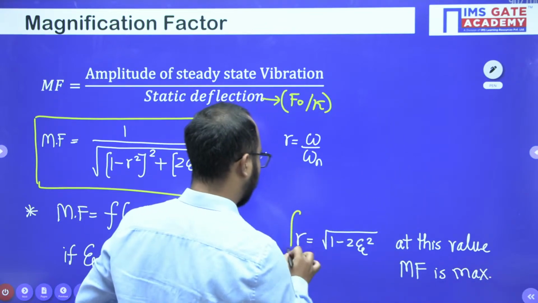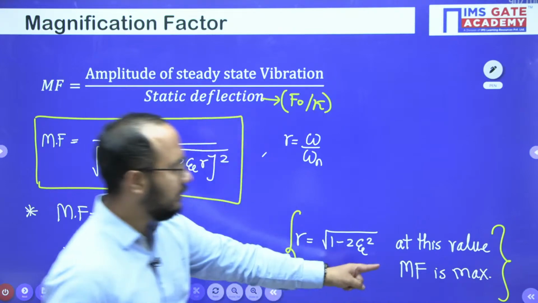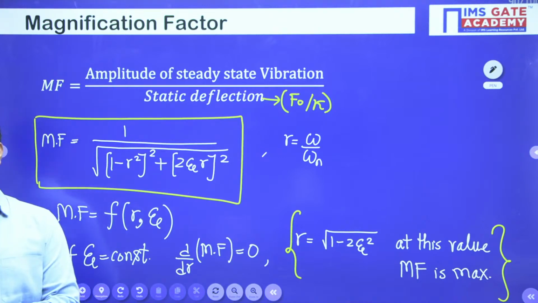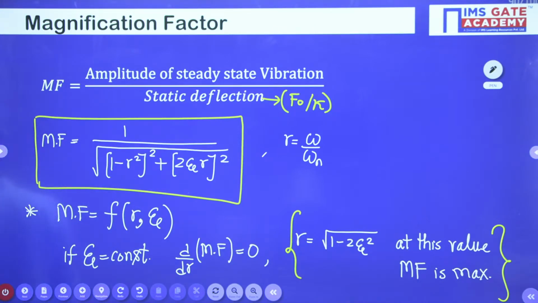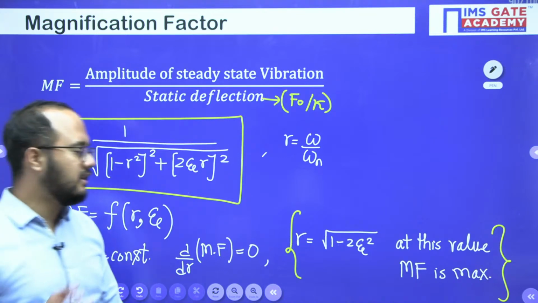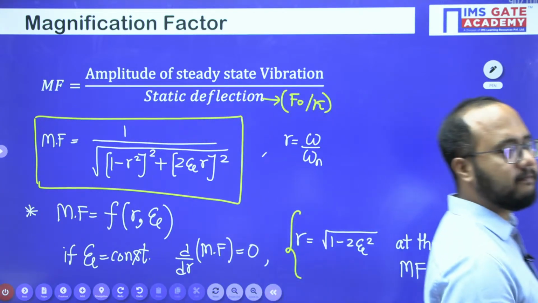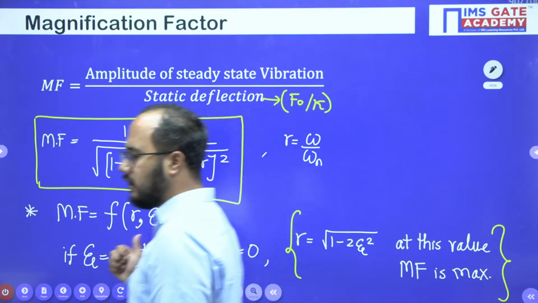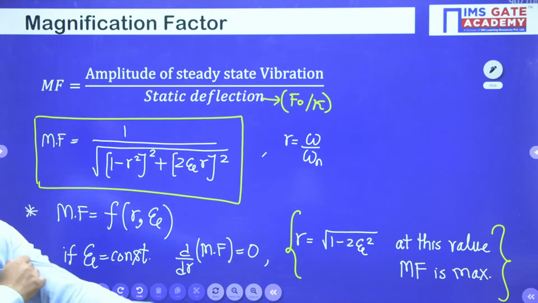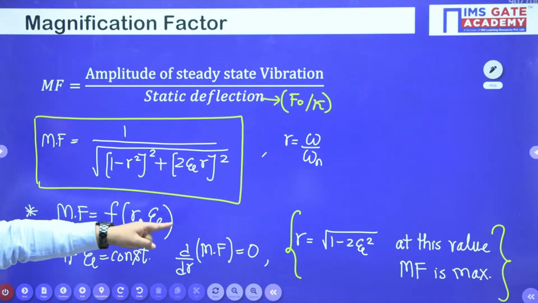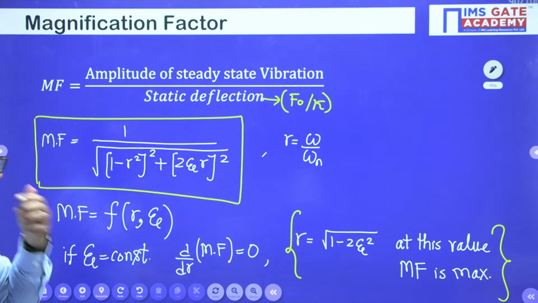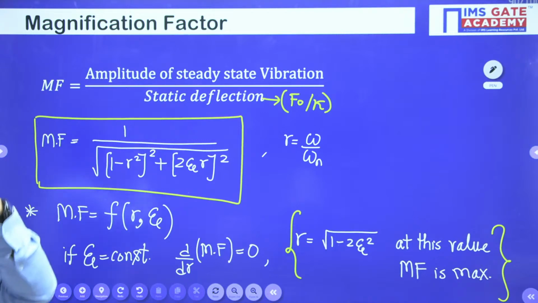Okay, you should remember this point: the value of R for which the magnification factor is maximum is the square root of 1 minus 2 psi square. Note it down, everyone, please. These points are very important as far as the GATE exam is concerned. Directly you can expect a numerical or questions from these points. So at this value of R the magnification factor becomes maximum, if I have assumed the psi value constant. Clear? Any doubts till now?